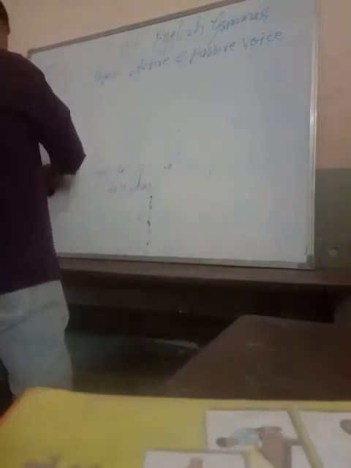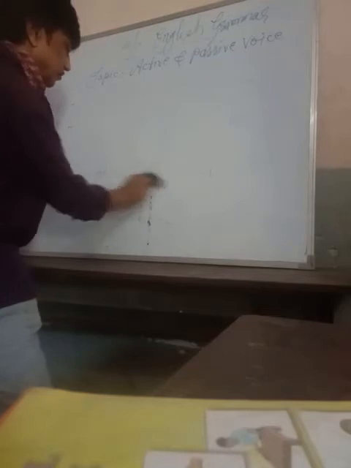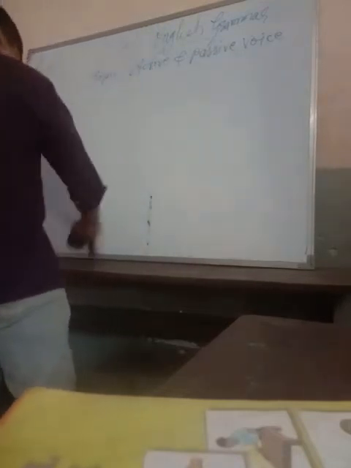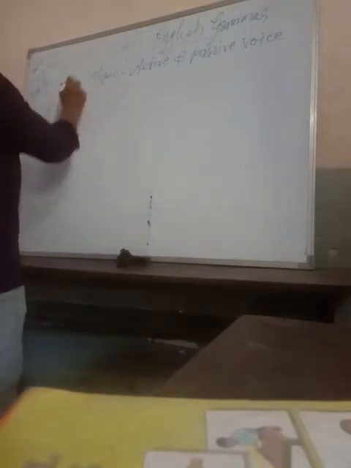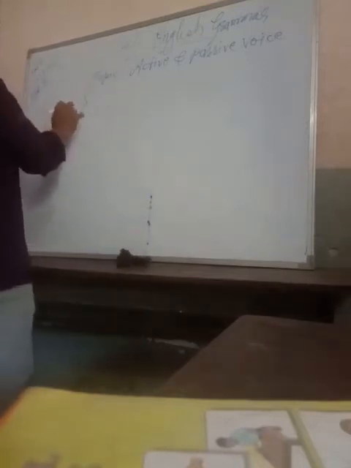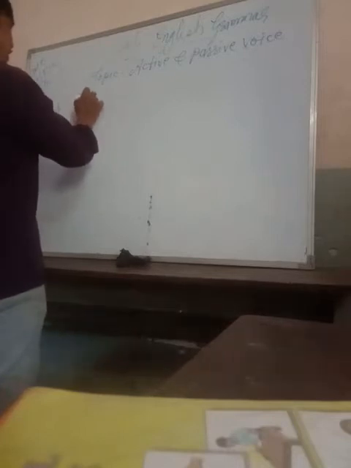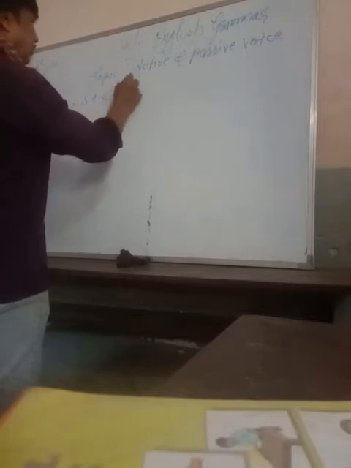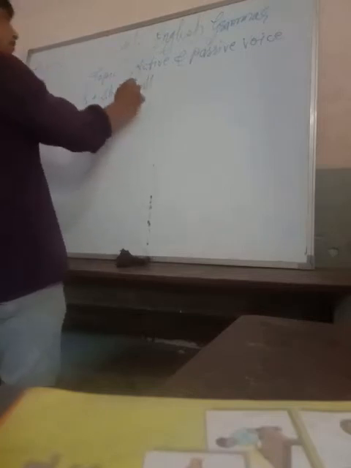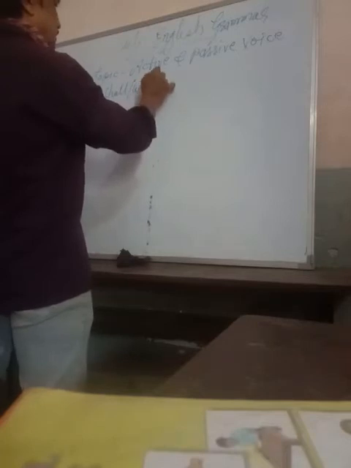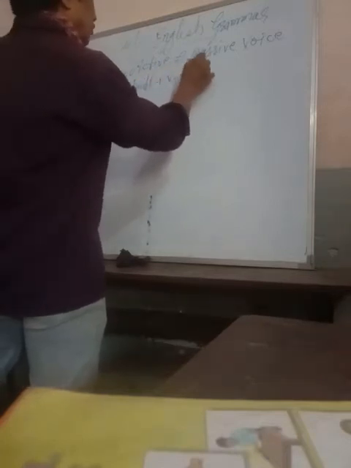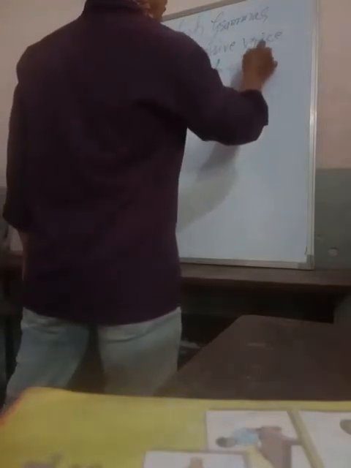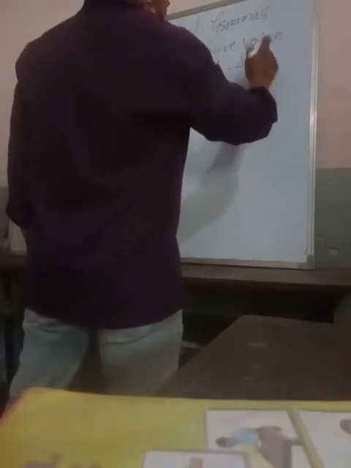First of all, we are going to write the formula of the simple future tense. It is easier for you to understand. Simple future tense formula, in active voice: subject comes first, plus shall/will. Now shall/will is the symbolic verb of the future tense, plus V1, plus object. So you can write it here for your clear understanding.